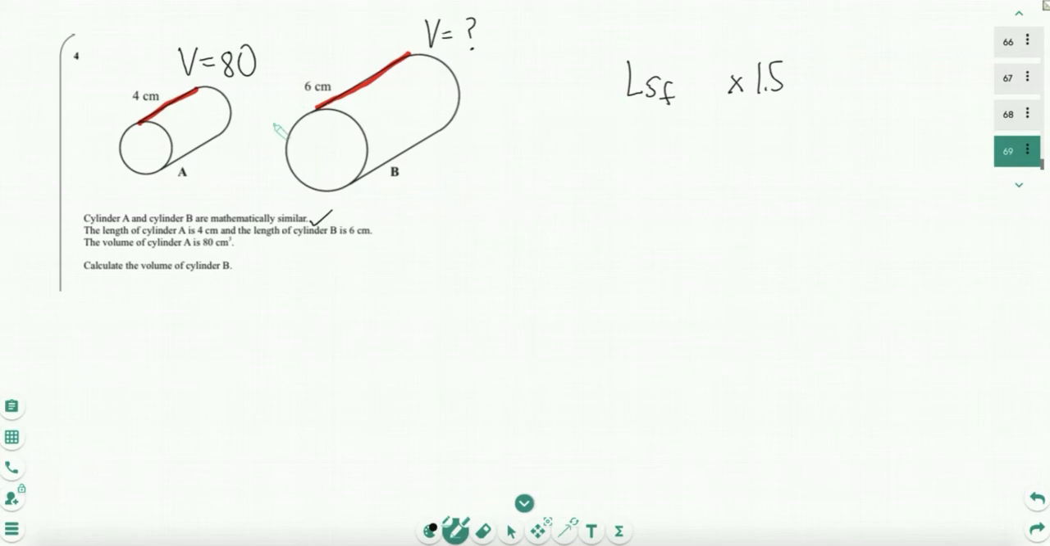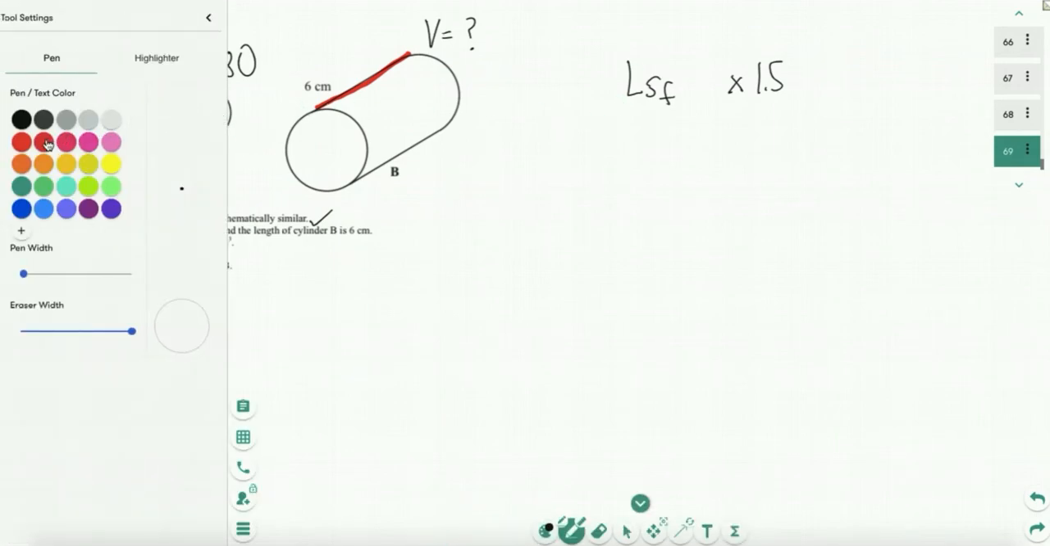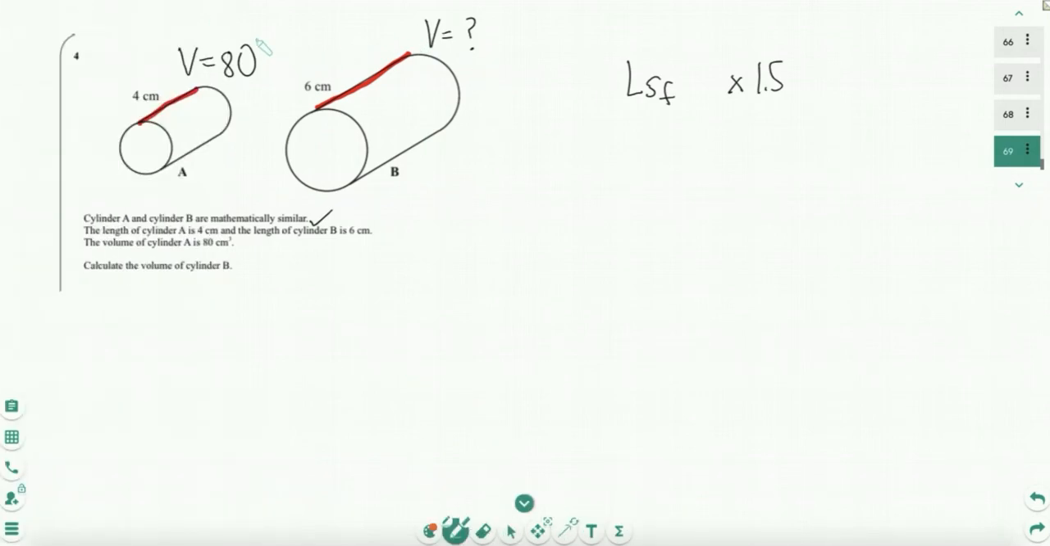Now, a common mistake people will do now is they'll say, okay, if the scale factor is 1.5, I'll just multiply 80 by 1.5. But you have to remember, guys, the length scale factor is always different from the surface area scale factor, which is always different from the volume scale factor. If the length scale factor is 1.5, we can't just assume the volume scale factor is 1.5. So how do we find out the volume scale factor?